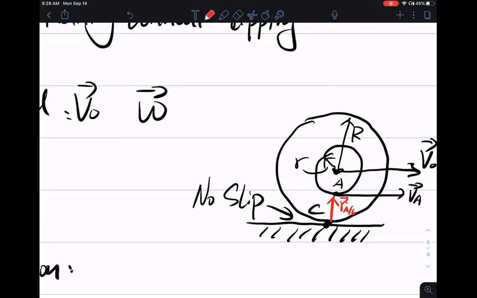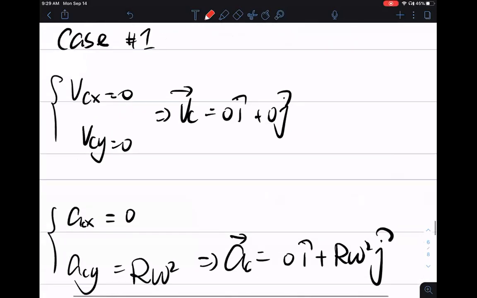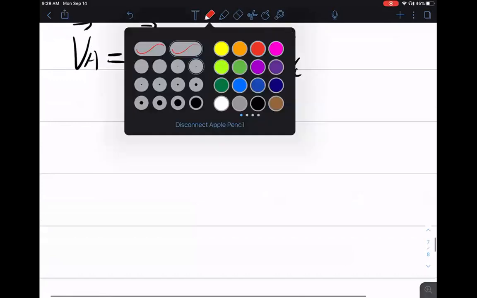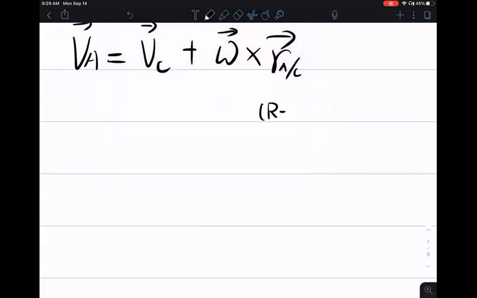We know the big radius R and small r. So what is RA/C in a Cartesian coordinate system? Straight up means you only have j components. How much on j? Big R minus small r should be the distance from C to A. So RA/C is big R minus small r on j direction.